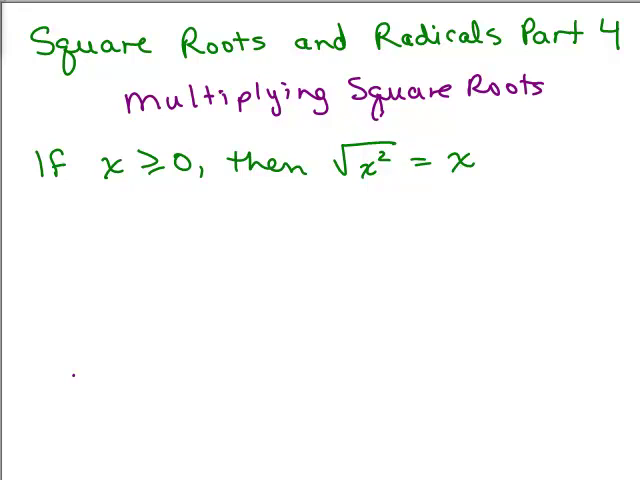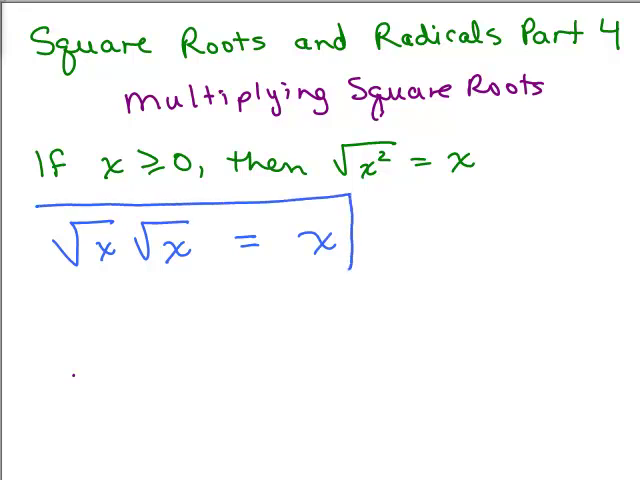All right, now we're going to have a new statement. What about if we don't have any restrictions? If I just have the square root of x times the square root of x, what does that equal? It always equals x. Doesn't matter if x is positive or negative. Okay, no restrictions on x.